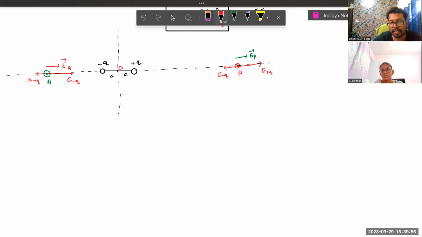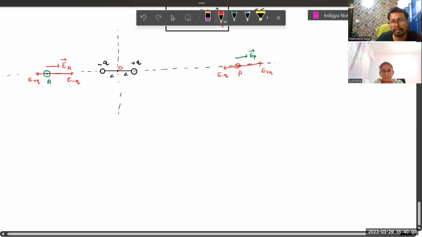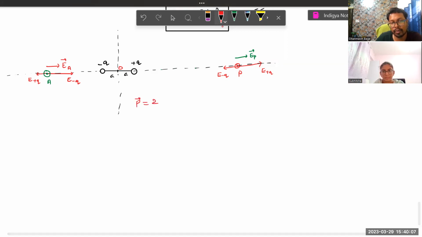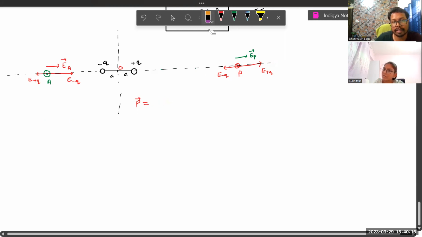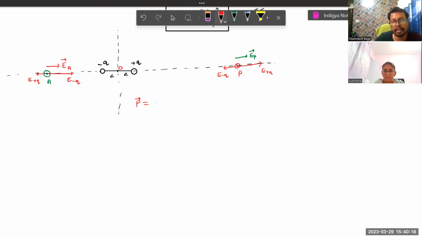Okay. What is the direction of the dipole moment? Tell me. Dipole moment is a vector quantity. P is equal to what? 2QA vector, yes, correct. If I simply write Q L vector, this is in the direction to the right. It means the dipole moment is also to the right.